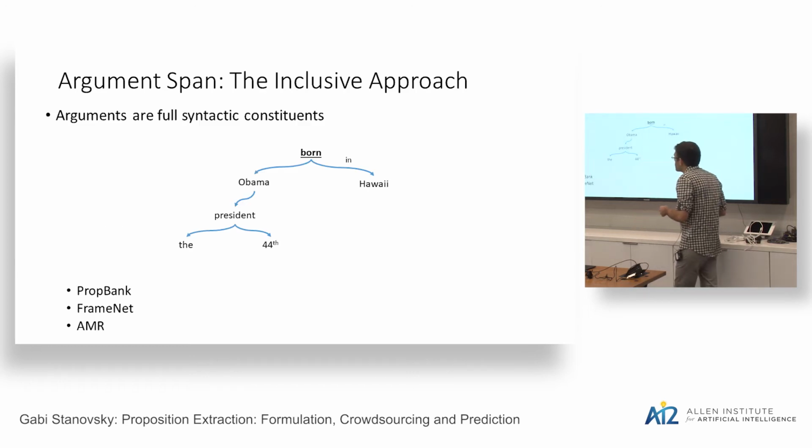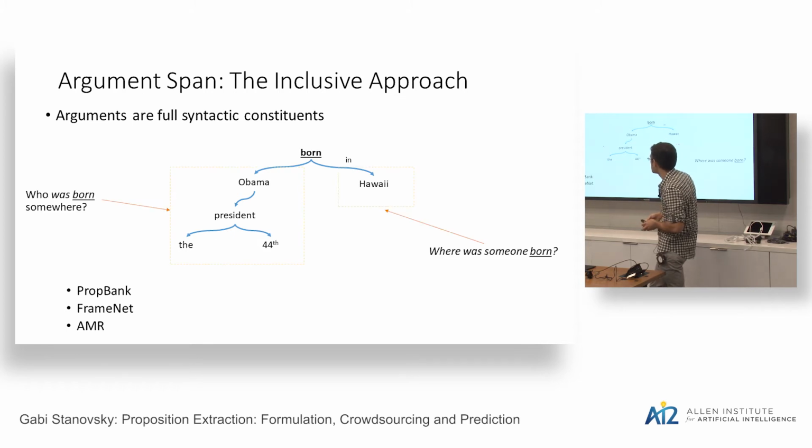So I would claim that most semantic annotations take the inclusive approach when they annotate argument spans. So if we look at the sentence, and this is a syntax tree, most annotations would say that this is the entity who was born somewhere, Barack Obama, the 44th US president, and this is where someone was born. And they would take the inclusive approach in the sense that you would annotate complete syntactic constituents as arguments.